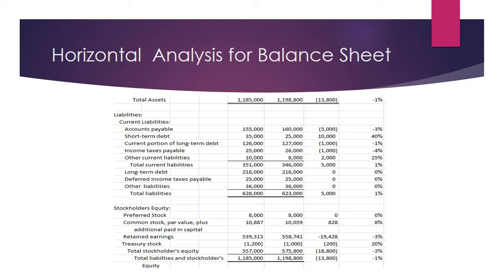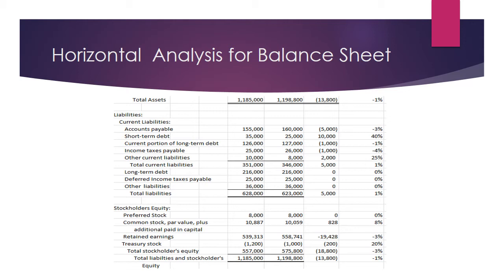We had no difference in our long-term debt. We have deferred income taxes of no difference, and other liabilities had no difference. So our total liabilities increased slightly, 1%. Okay, so now our stockholders' equity. Preferred stock from 2013 was no change. Common stock par value plus additional paid-in capital had a slight change of 828, or 8%.